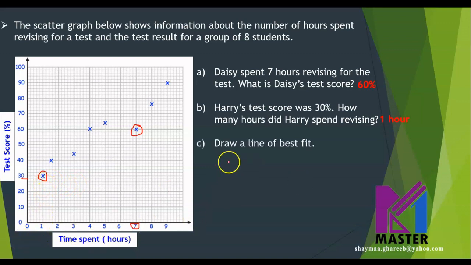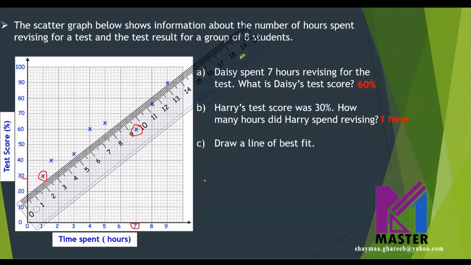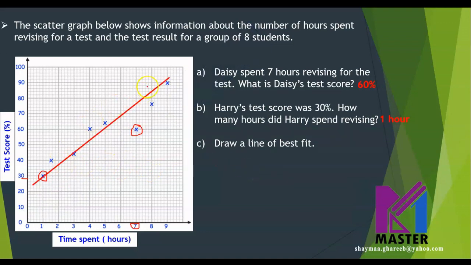Question C, draw a line of best fit. So as we said, we are going to use the ruler and identify the correct position so that the number of points above the line should be the same as the number of points below the line. And of course, the direction of the line should be the same direction as the points. Then we are going to draw the line. Look at the points here, 1, 2, 3 below the line and 1, 2, 3 above the line, and the line passes through these 2 points.